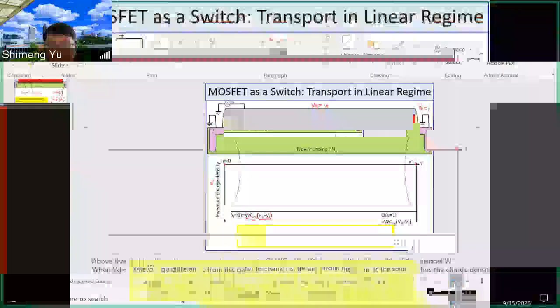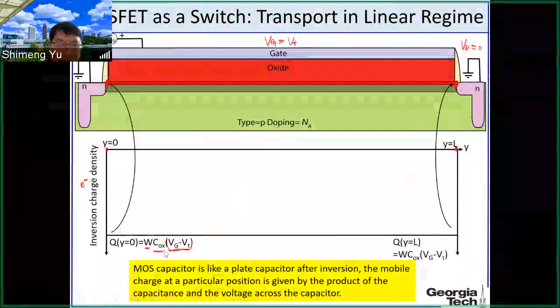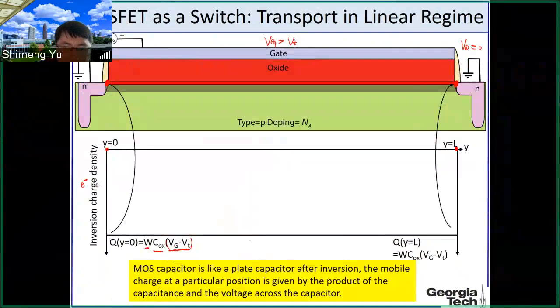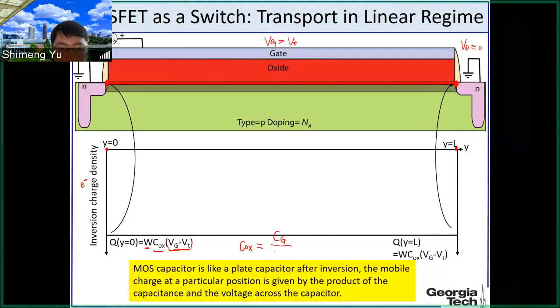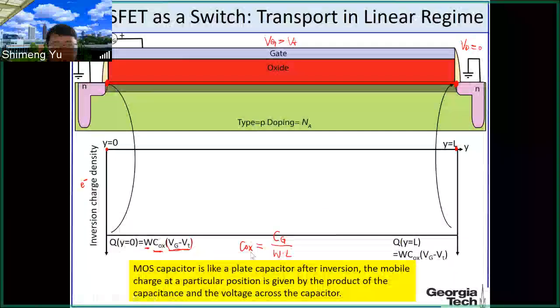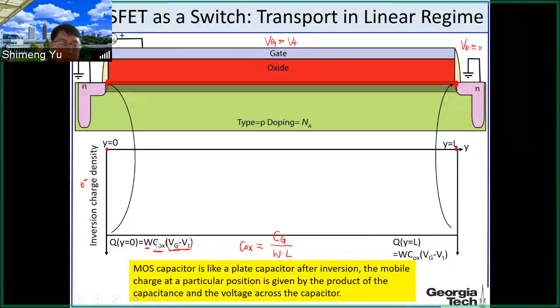By the way, the COX is the gate capacitance per unit area. So this one is the total gate capacitance divided by the area of the gate, that is W times L. So this is the definition of COX. And this is uniform, so it's the same towards the source and towards the drain.